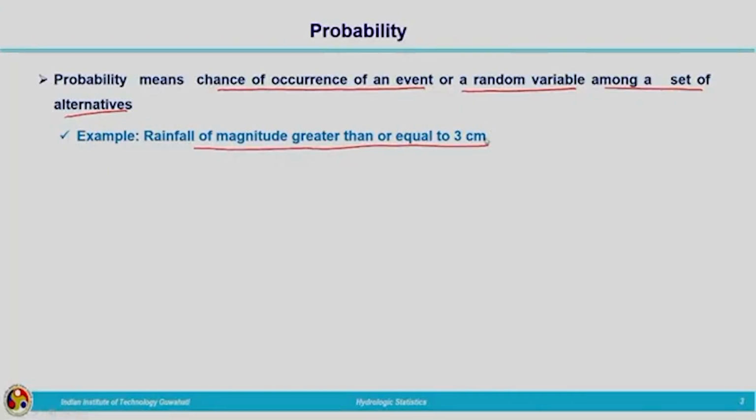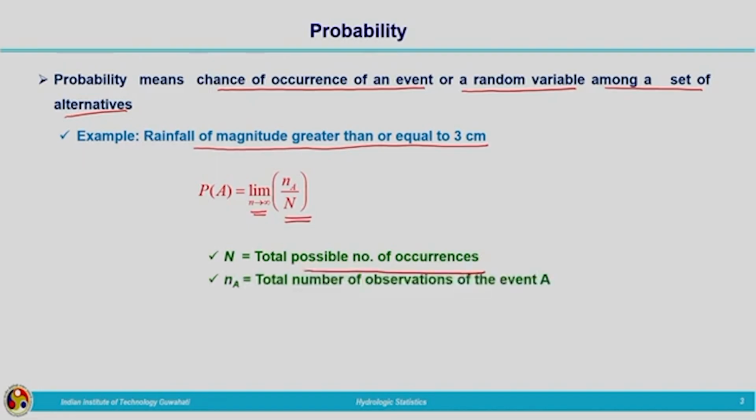So, the probability of occurrence of a rainfall of magnitude greater than or equal to 3 centimeter can be mathematically written as P(A) is equal to limit n tends to infinity of N_a divided by N. Capital N is the total possible number of occurrences and small n_a is the total number of observations of the particular event, that is rainfall magnitude greater than or equal to 3 centimeter.